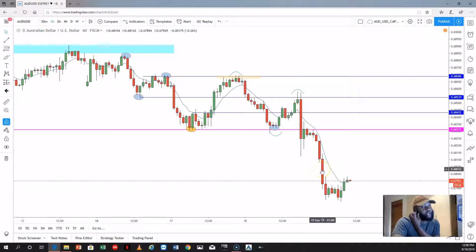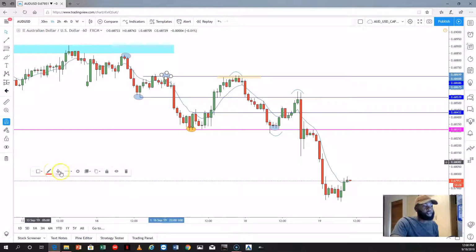Well, we had FOMC yesterday. I think it was this candle here, which pushed price further downwards and all the way to our target. So in terms of our price structure, we have now completed our cycle.